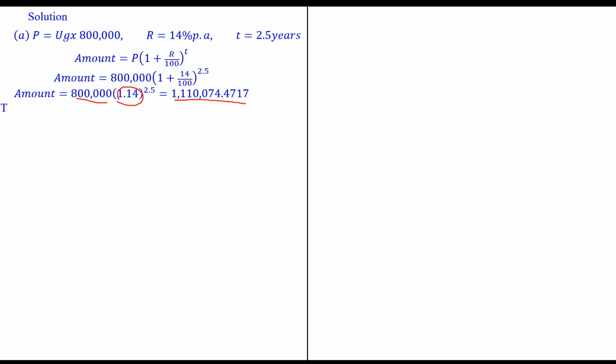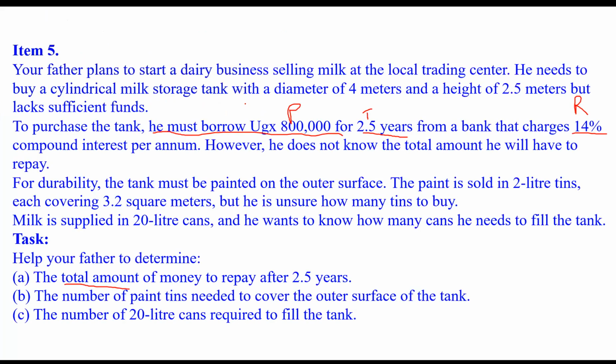So this will be the amount to repay. You conclude that the amount of money to repay is Ugandan shillings 1,110,074.4717. So let's go back to part B and see what they want.